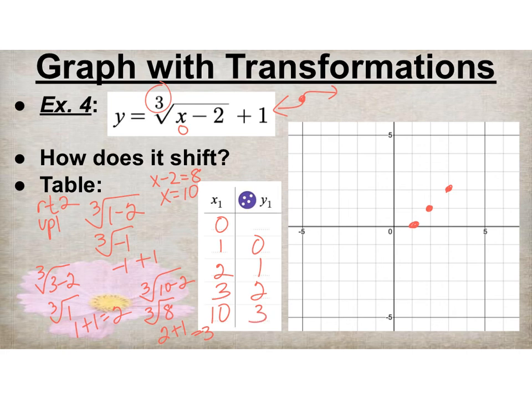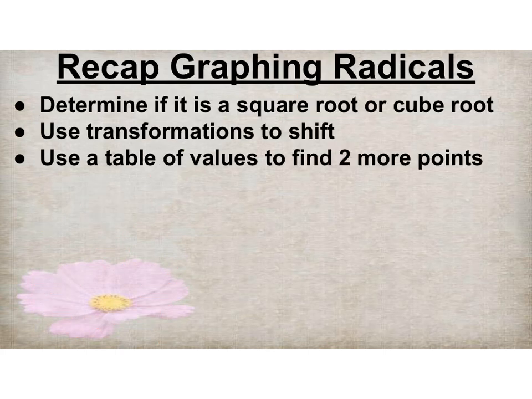It's not going to fit on my graph, but remember that that's my middle point. So I'm going to draw that one branch, and then I'm going to draw the branch the other way. So just remember with cube roots, you can take the cube root of a negative, and you have to continue with this other side. So to recap, determine if it's a square root or a cube root graph that you're dealing with. Use your transformations to shift, to move that middle point from the origin, and then use a table of values to find 2 more points. Nice job.